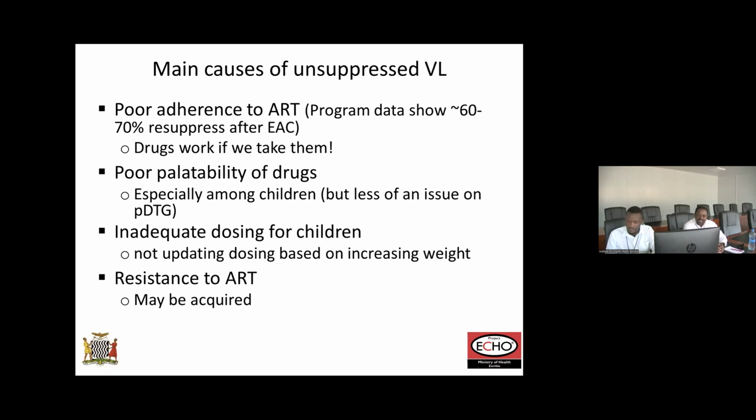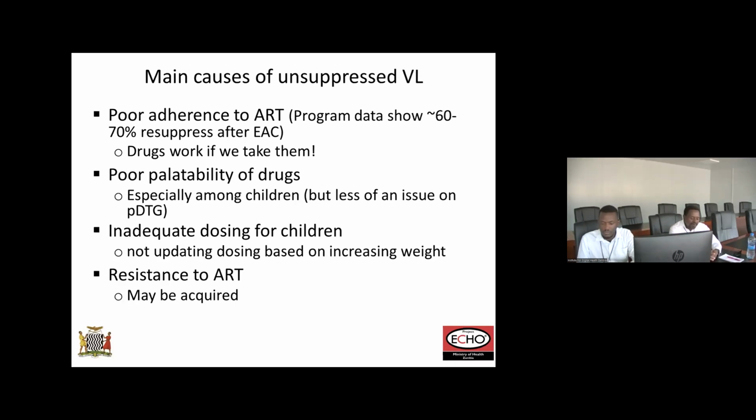Poor palatability of drugs, and we saw this especially among children, but as we transition to PDTG, it's more or less an issue. It was more common under Kaletra because Kaletra was a bit bitter. That's why you saw that the suppression rates for children were actually low, even when they were susceptible. They had no resistance to PI based. Inadequate dosing for children. Again, this is an issue where at facility level, we are making sure we are adjusting the doses as the weight is increasing. And then some of the patients who have true resistance to ART, and that may be acquired resistance.